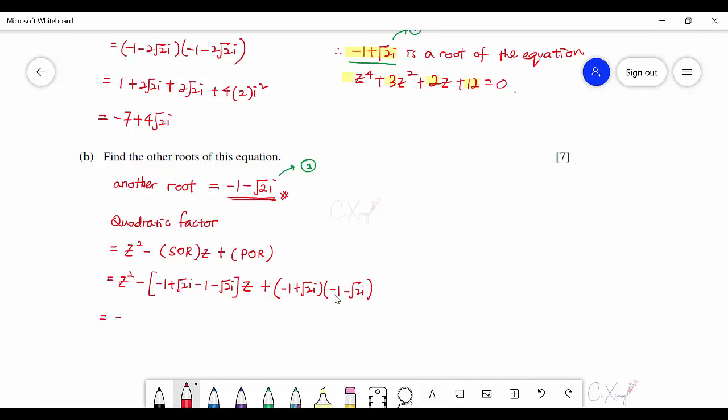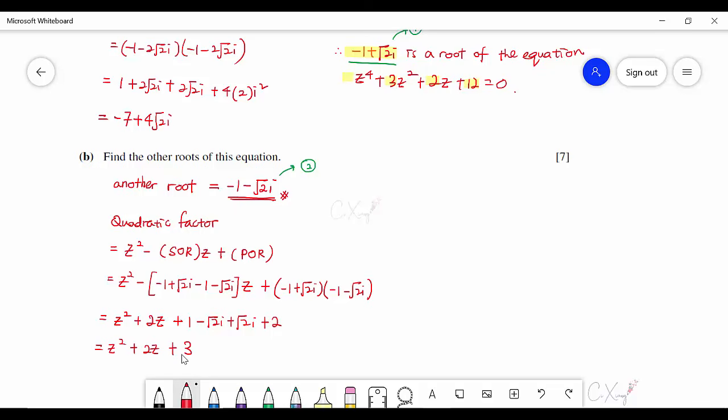Okay, so if you continue from here, when you simplify, you should get plus 2z. And for the product, you expand the bracket, you will have plus 1, then minus square root 2i plus square root 2i, then plus 2. So eventually the quadratic factor that you get is plus 3.